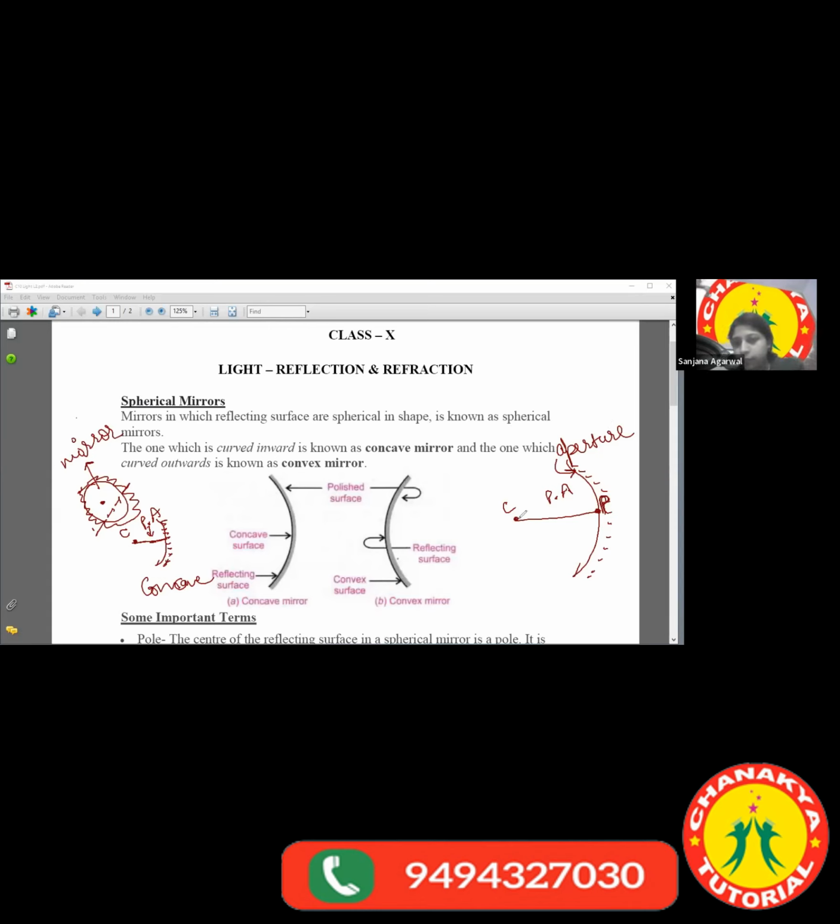Now next comes, in a circle, what we call the distance from the center point to the circumference of the circle? Radius. So here also, if we measure the distance of the center of curvature from the pole, this distance is known as the radius of curvature, denoted by small r. Right now, just focus on the image and just understand, because for the writing part I have the material separately. Radius of curvature.